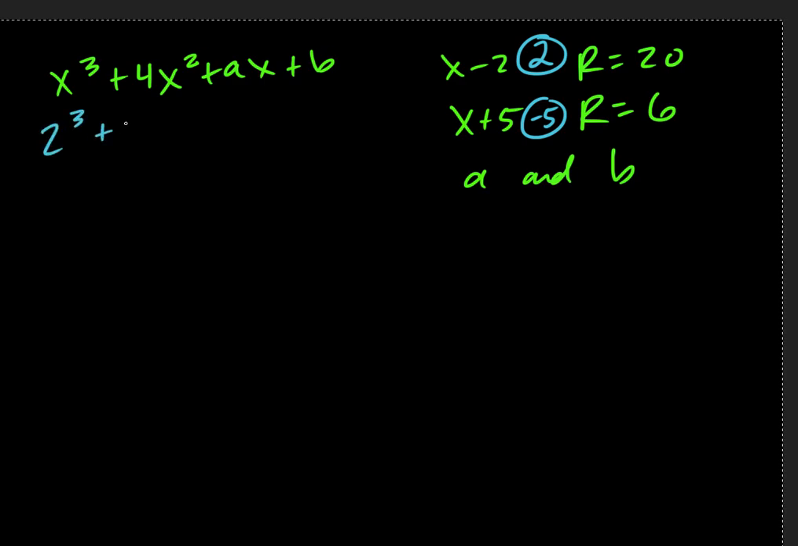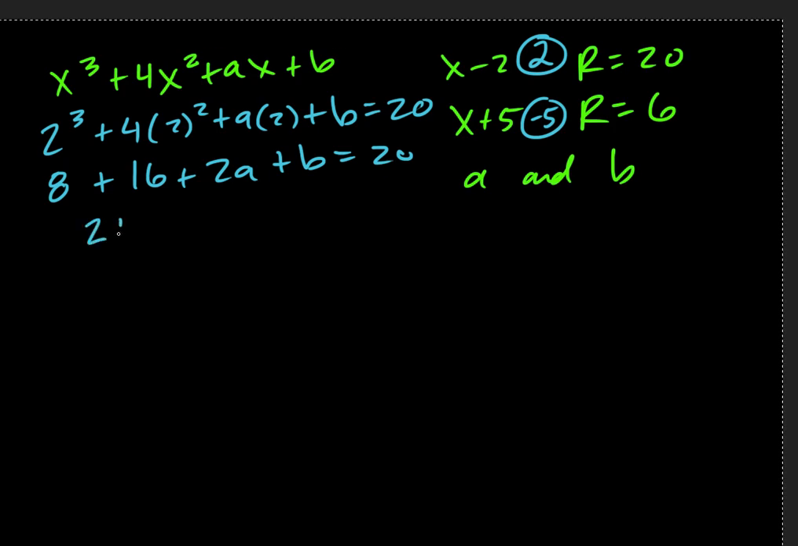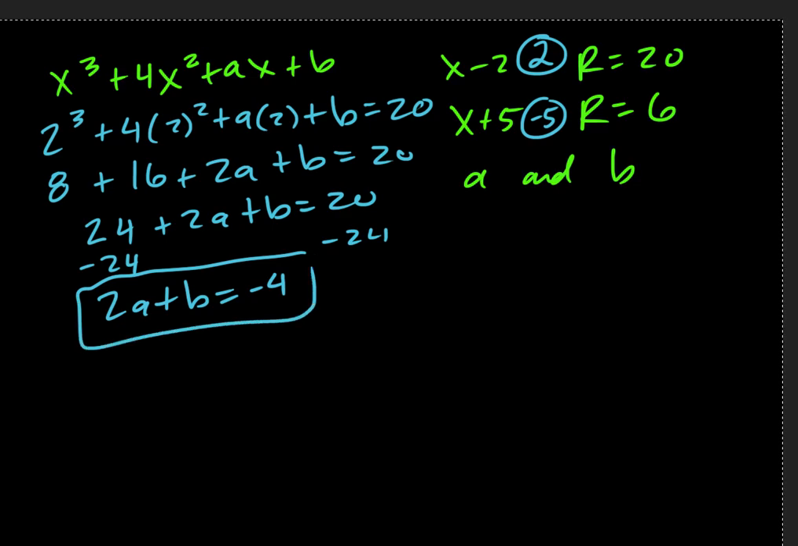So 2 cubed plus 4 times 2 squared plus a times 2 plus b, and this will equal 20. So this is 8. 2 squared is 4. 4 times 4 is 16. This is 2a plus b equals 20. Add those together, we get 24, minus 24. So 2a plus b equals -4. So we'll use that in a second.